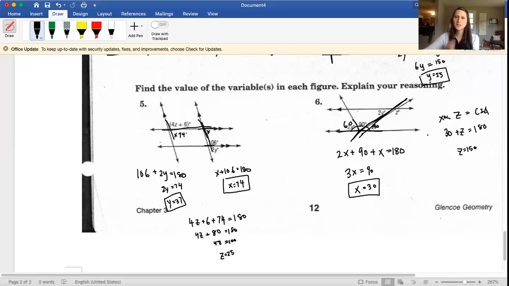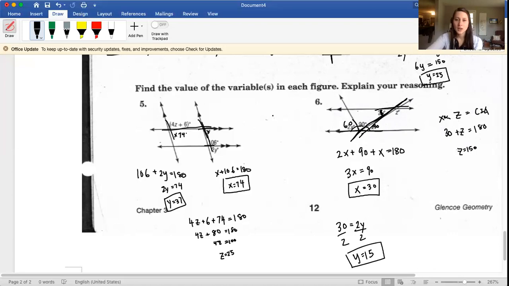All right, which means if z is 150, what is this? How many degrees is this angle? That angle would be supplementary to 150, making it 30 degrees, right? 180 minus 150 would be 30. So 30 degrees is what 2y is. And we can solve for y by just dividing by 2 on both sides. And y equals 15. Okay, there you go.